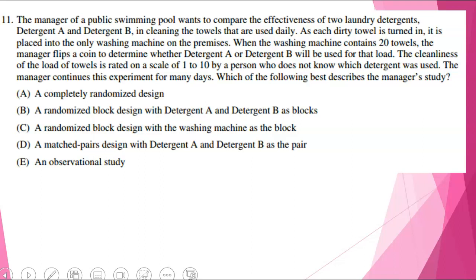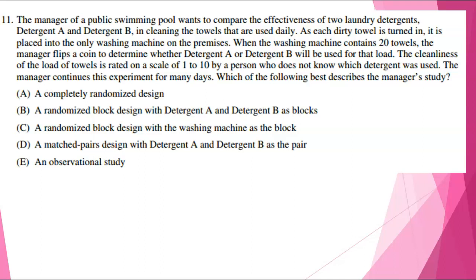If we look at 11, the manager of a public swimming pool wants to compare the effectiveness of two laundry detergents, detergent A and detergent B, in cleaning the towels that are used daily. As each dirty towel is turned in, it is placed into the only washing machine on the premises. When the washing machine contains 20 towels, the manager flips a coin to determine whether detergent A or detergent B will be used for that load. The cleanliness of the load of towels is rated on a scale from 1 to 10 by a person who does not know which detergent was used. The manager continues this experiment for many days. Which of the following best describes the manager's study?